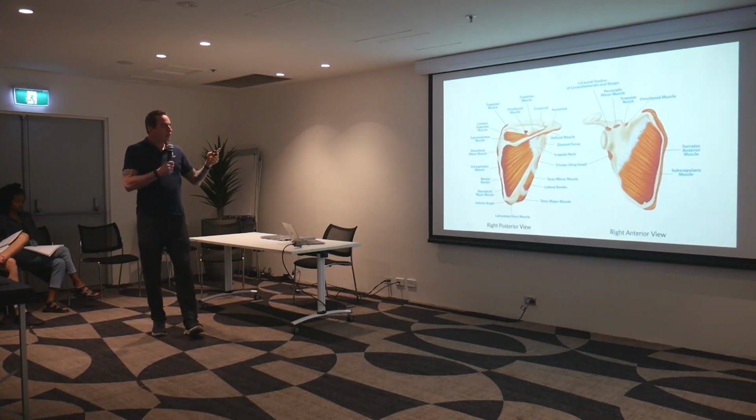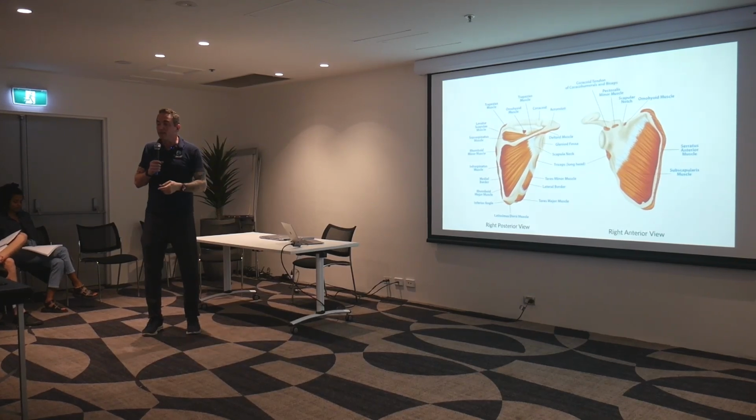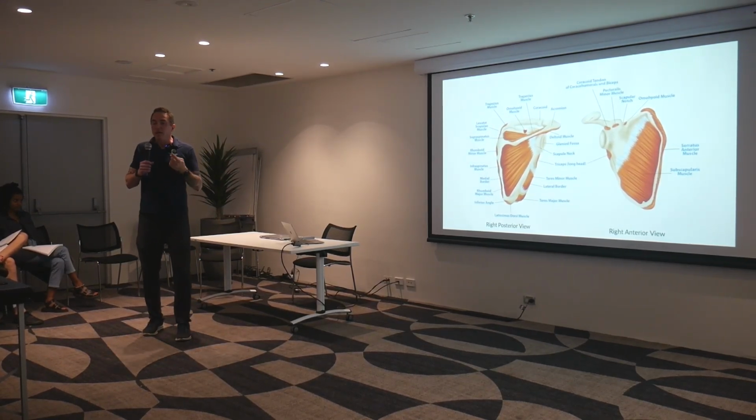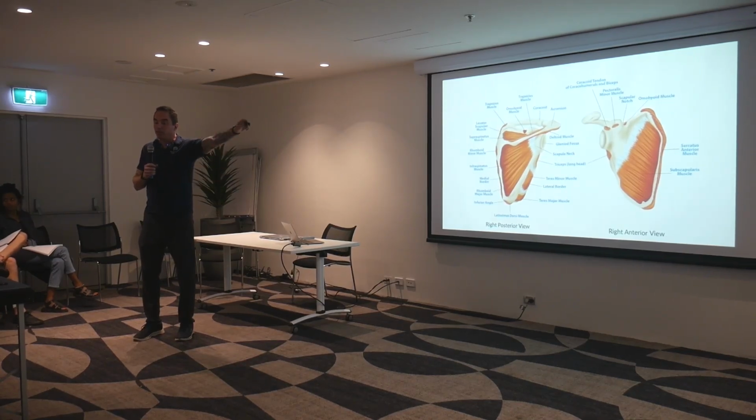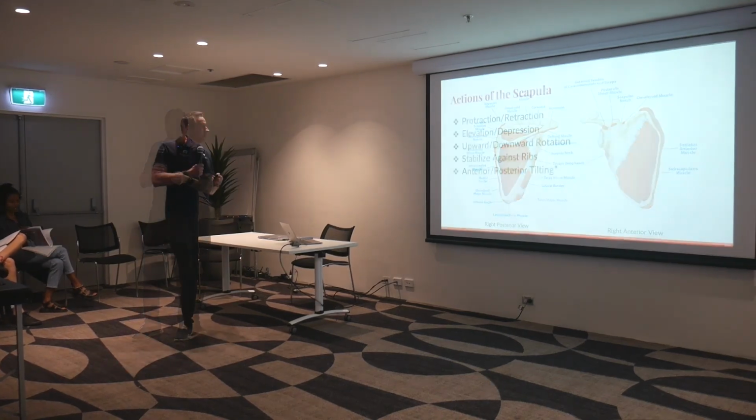So this is just for reference, but it's good to see all the attachments on the scapula for all these muscles. 17 muscles attached to the scapula. The scapula is the foundation of the shoulder girdle. It's the stabilizing platform for the upper extremity. It's like the roots of a tree for the upper extremity, being the trunk and the branches. So the scapula is really, really important.